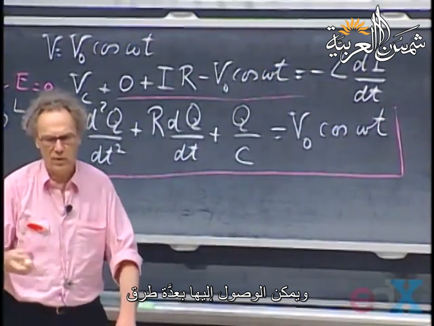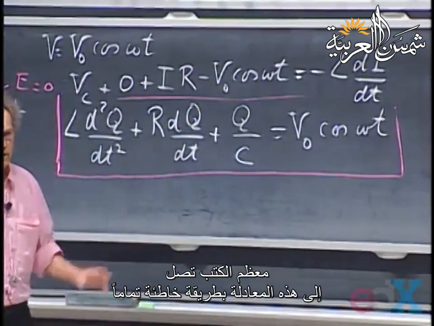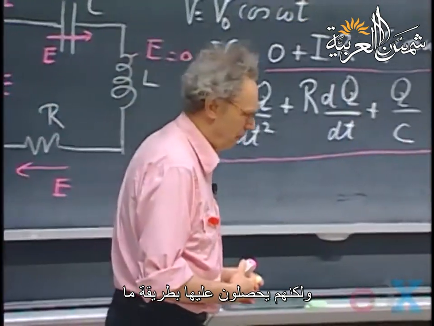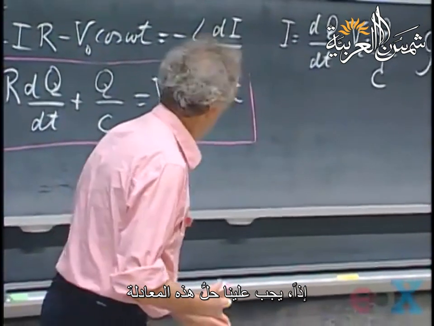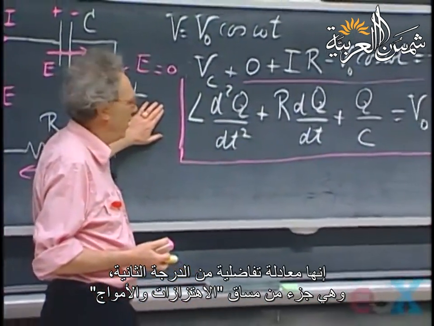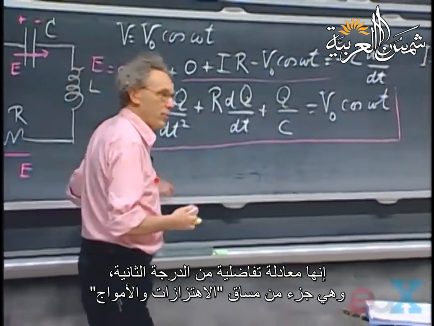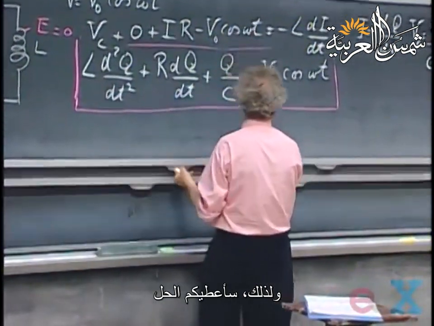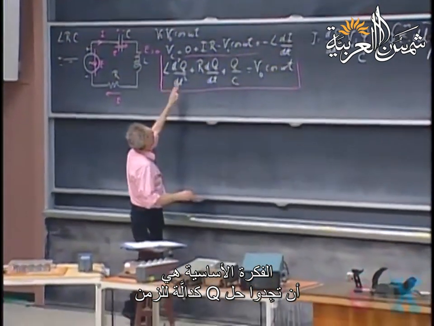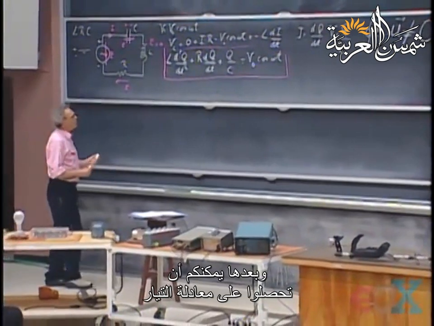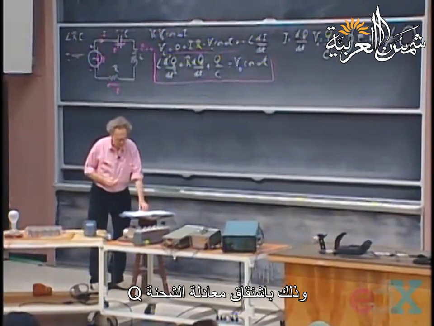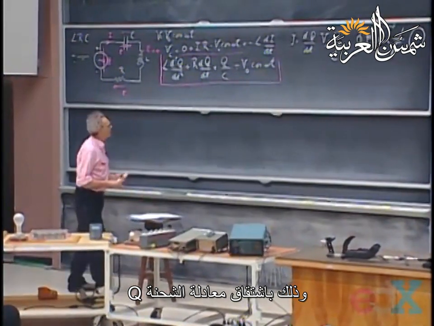They arrive at it in various ways. Most books arrive at this equation in a completely wrong way, but they end up with this equation. And so you'll have to solve this equation, which is really beyond your present abilities. It's a second order differential equation. It's really part of 18.03. So I will give you the solution. The basic idea is that you find a solution for q as a function of time, and once you know q as a function of time, you have, of course, the current, because then you take the derivative of your solution and you get the current.